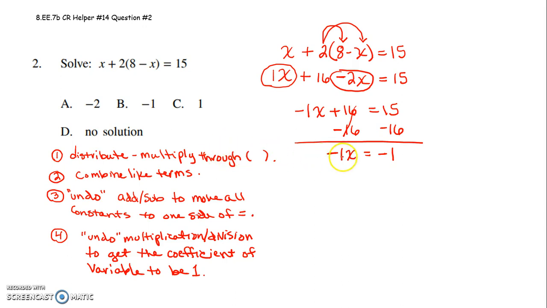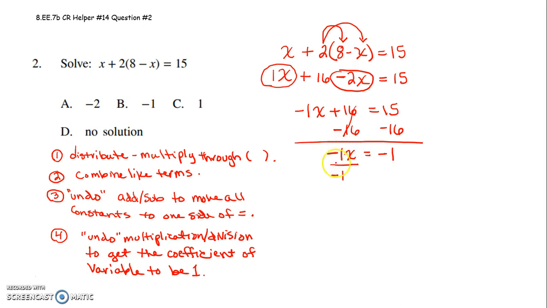So I look here and I say, what's the operation between this negative 1 and the x? If no operation appears, I assume it's multiplication. So this means negative 1 times x. How do we undo multiplication? We undo multiplication with division. In middle school, when we're solving equations, we always use a fraction bar to show division. So to get the coefficient on x to be a positive 1, I know a negative divided by a negative is a positive. 1 divided by 1 will get me 1.